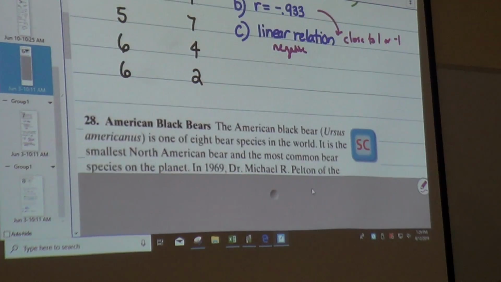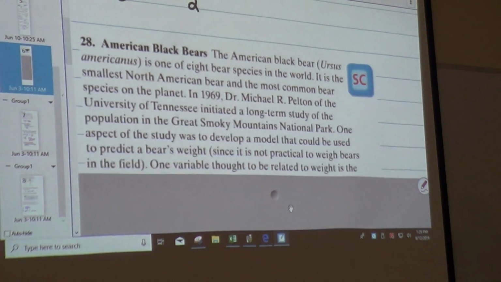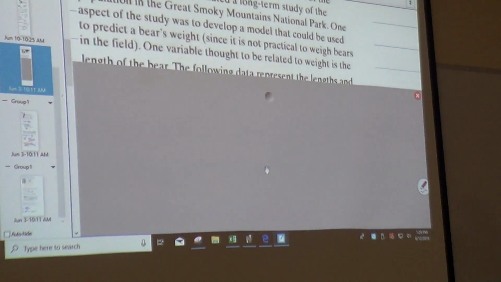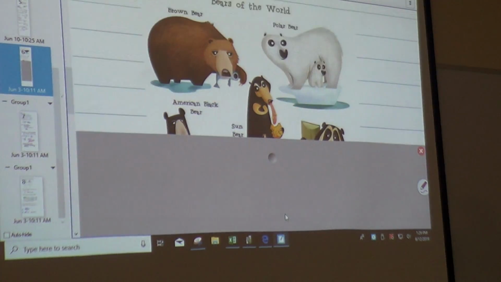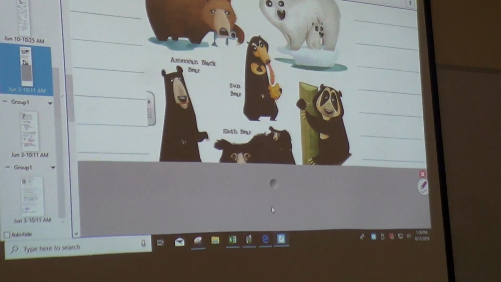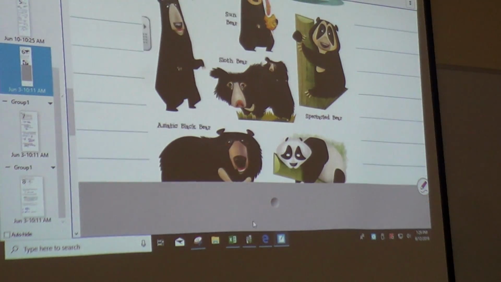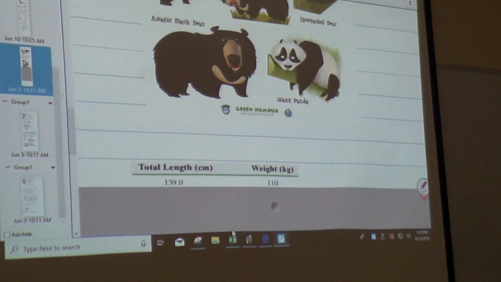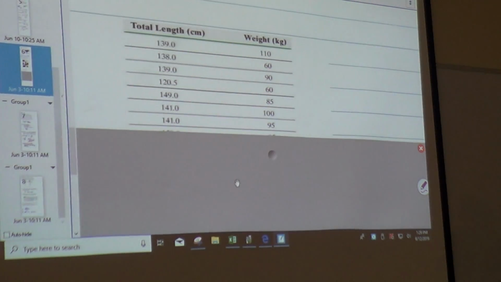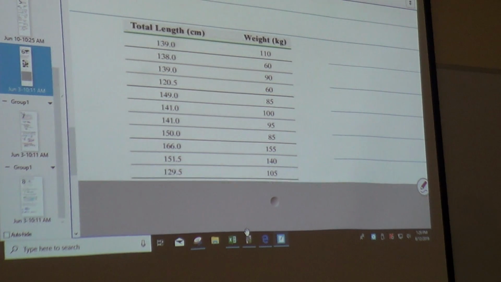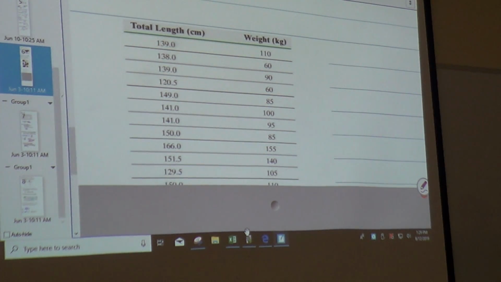All right. The next problem talks about bears. All the cute little bears of the world. Polar bears, brown bears, black bears, sloth bears. And this one's a very similar problem. This time I did not tell you what your L1 and L2 is going to be. Does length determine weight, or does weight determine length? Length determines weight.